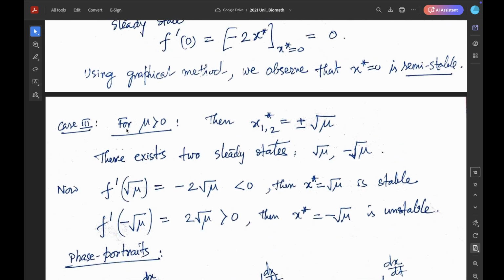In case 3, when mu greater than 0, then x1,2 star equal to plus minus root mu, and there exist two steady states, root mu and minus root mu. And f dash root mu equal to minus 2 root mu. This is less than 0. Then x star equal to root mu is stable. And f dash minus root mu equal to 2 root mu, this is greater than 0. Then x star equal to minus root mu is unstable.